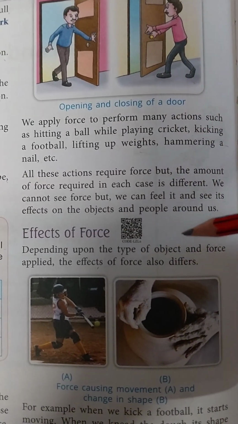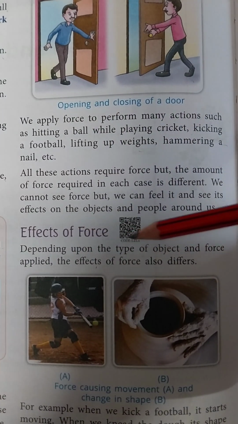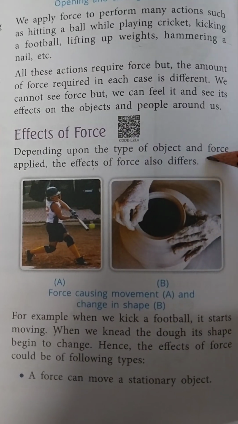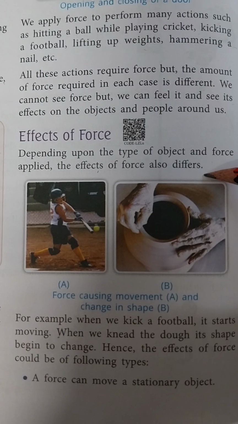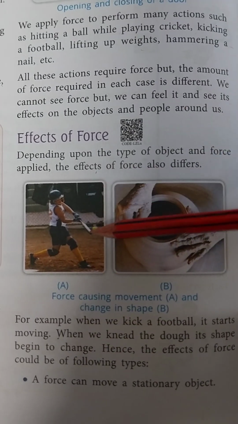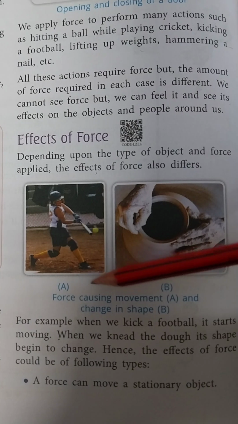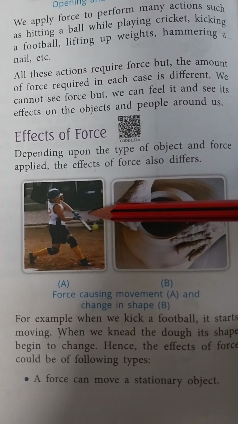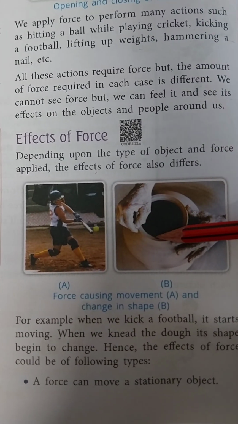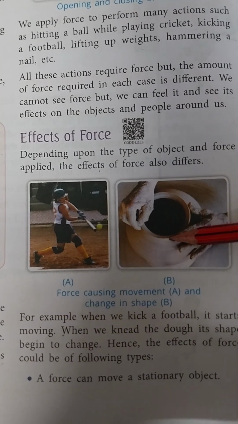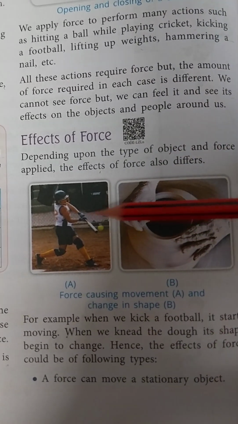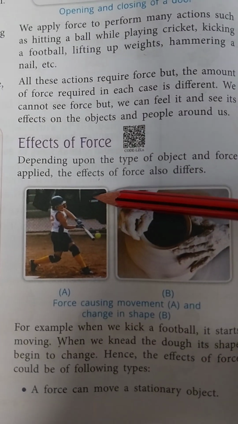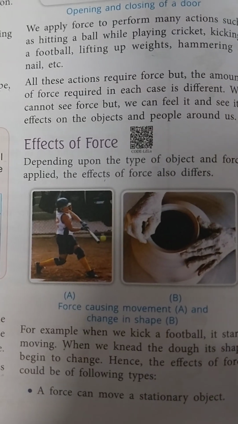Depending upon the type of object and the force applied, the effects of force also differ. The effect of the force is different depending on the way we apply the force. As you can see in picture A, force causes movement in both. But here it is a harsh movement, and here it is a soft movement, because it is changing the shape only. The force cannot be of the same intensity; it has to be different. In picture A it has to be strong, in picture B it should be soft.